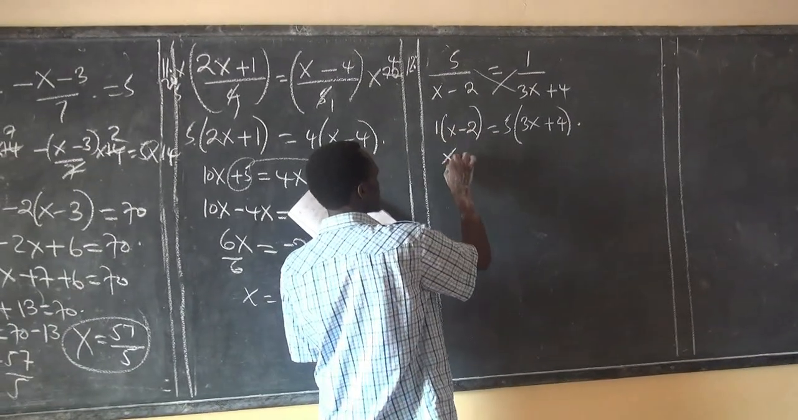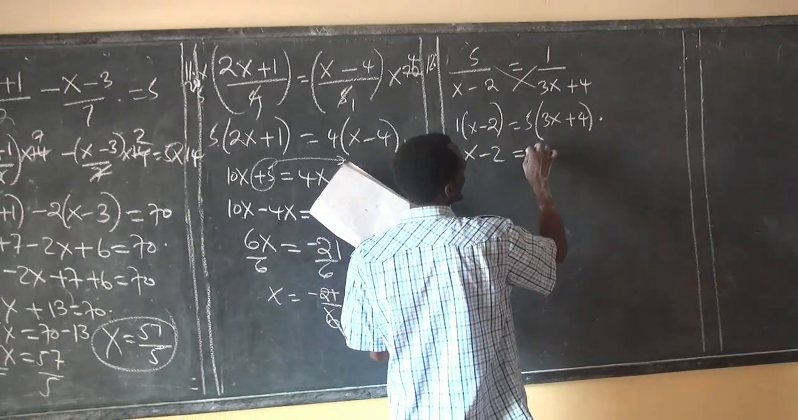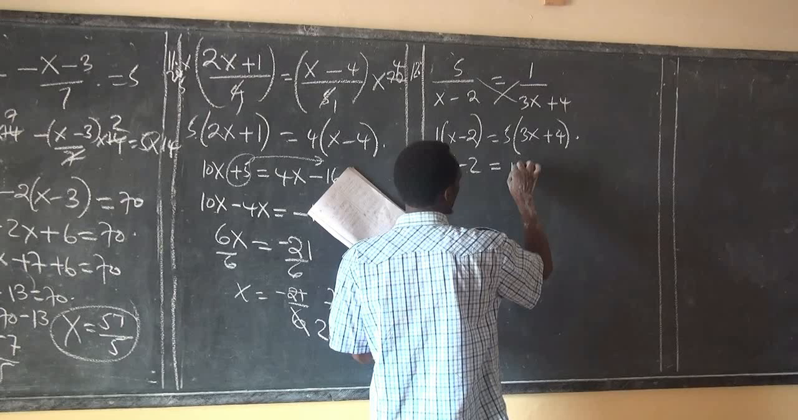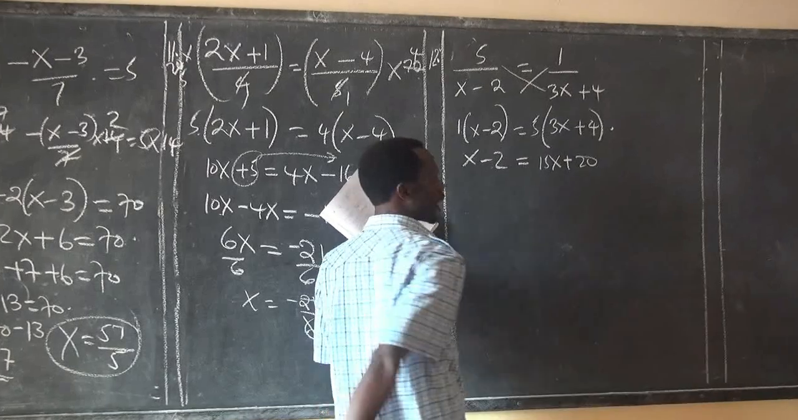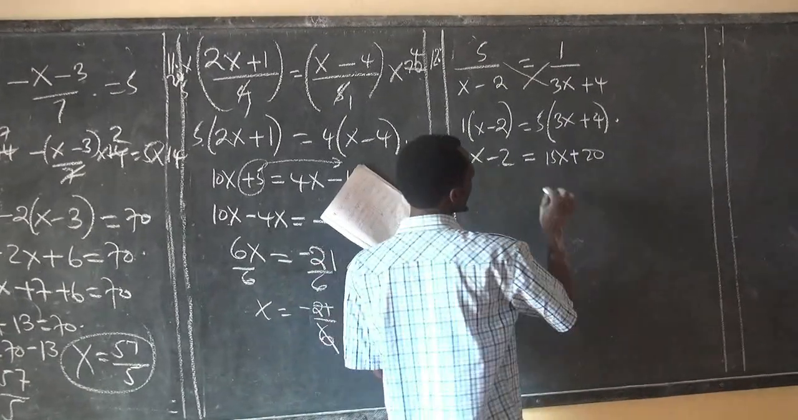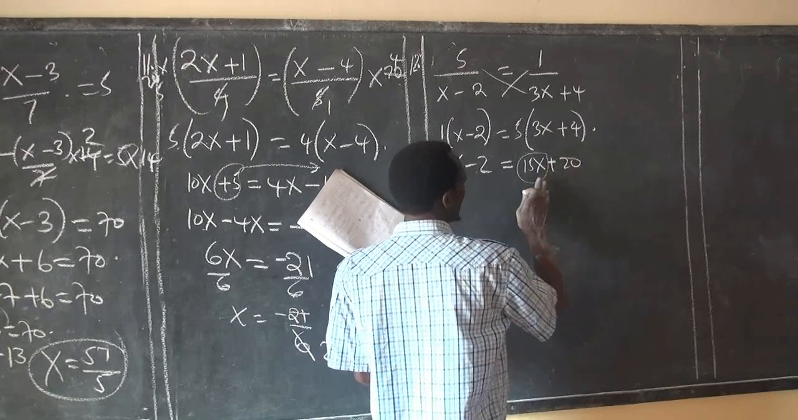This and this one will give us x minus 2. 5 times 3x we get 15x plus 20, because 5 times 4 is 20. Now collecting the like terms, this is 15x.